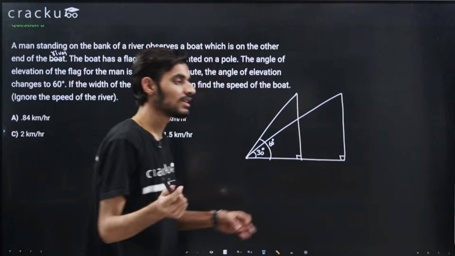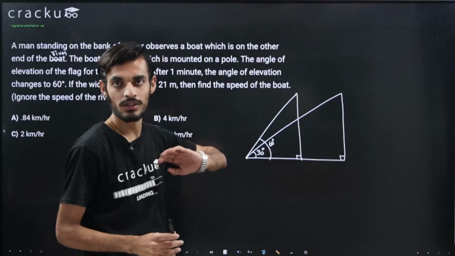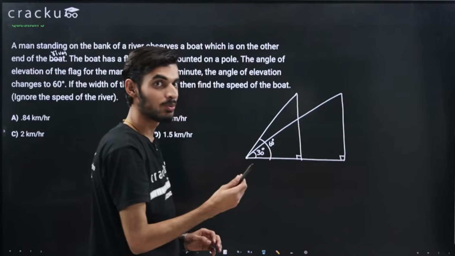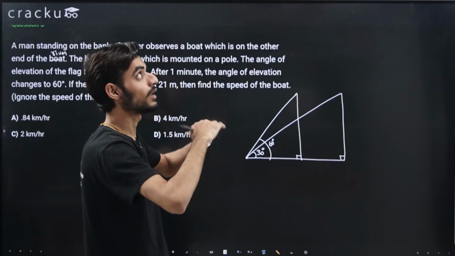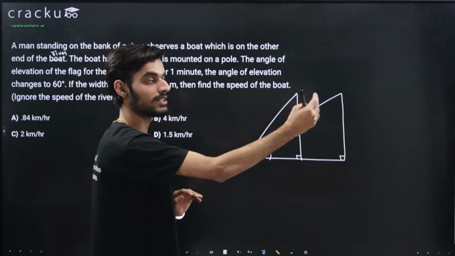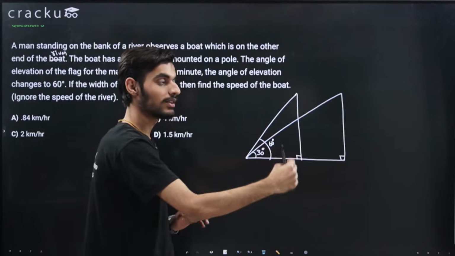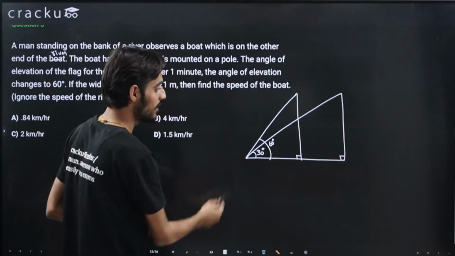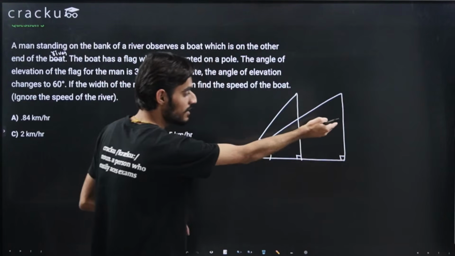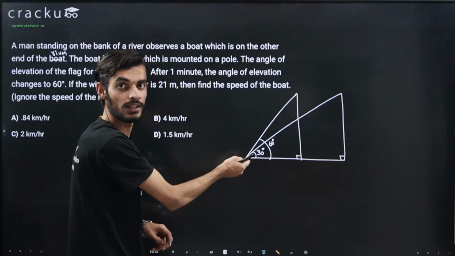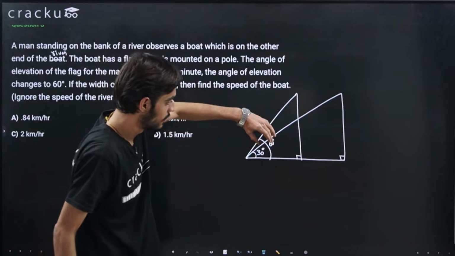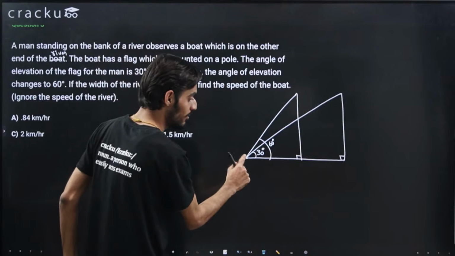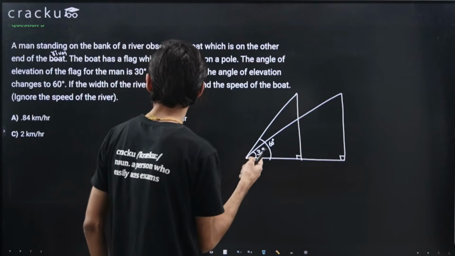One thing you can ask is why I am not taking this farther than this. When I am looking at any object from here, there will be some angle of elevation, and when that object comes closer to me, I will have to look like this. So the angle of elevation keeps increasing if the object is coming closer, and if the object is going far away from me, I will have to look like this. By this logic, this particular boat is coming in the direction in which the man is standing. I think this should be clear now.